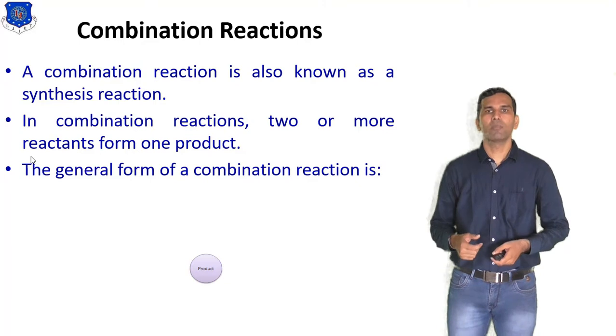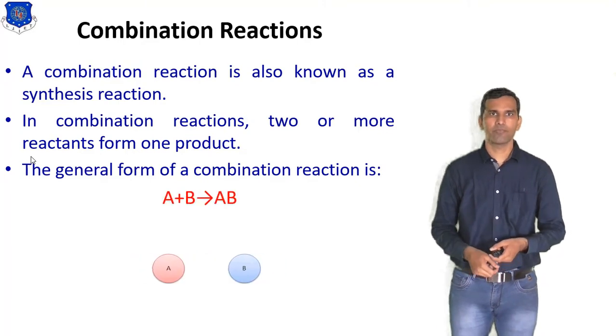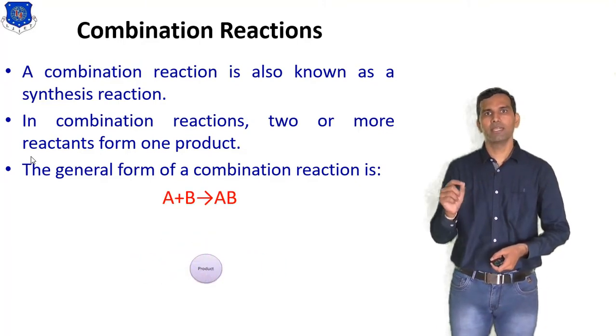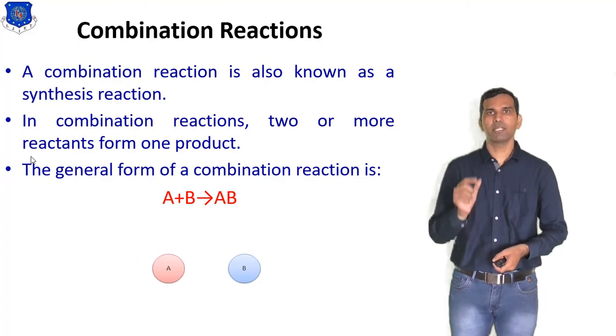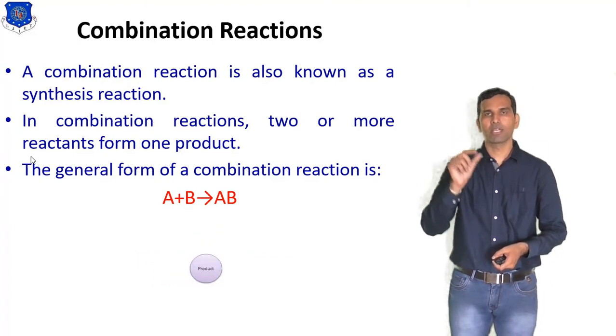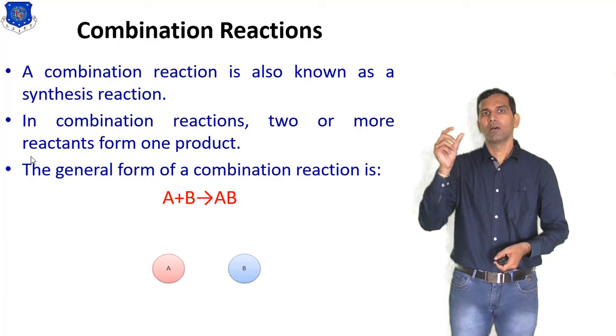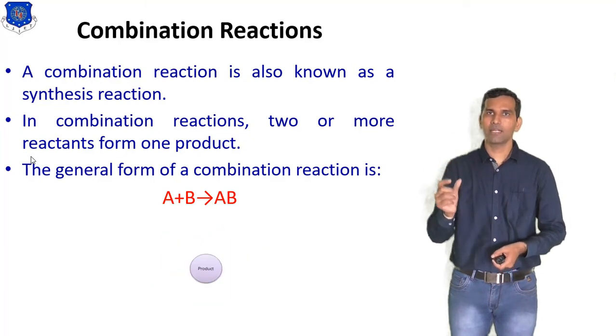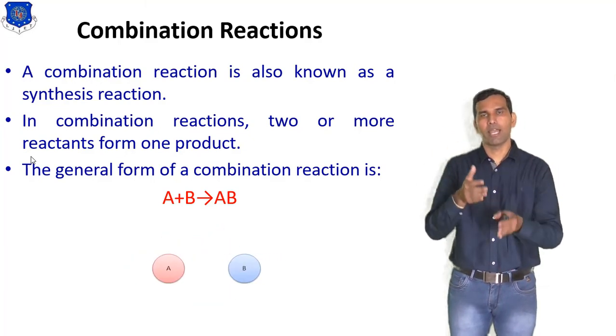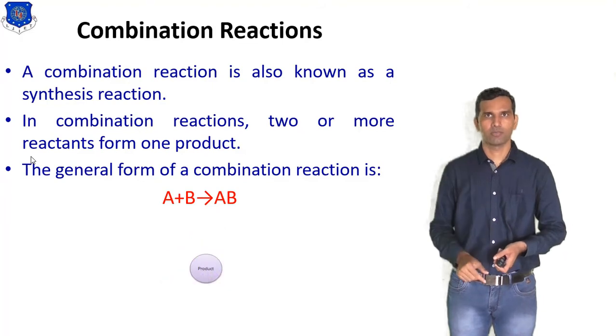The general form of a combination reaction is A plus B equals AB. That means A is one reactant, B is the second reactant, and both mix and form the product AB.